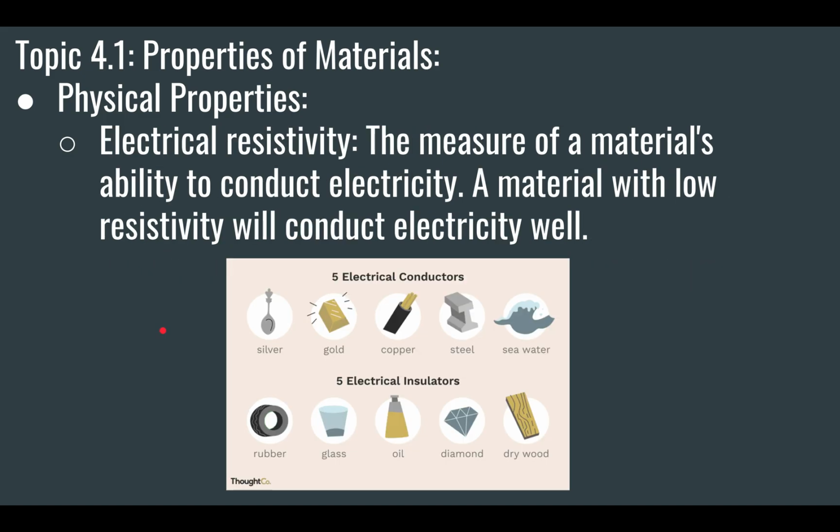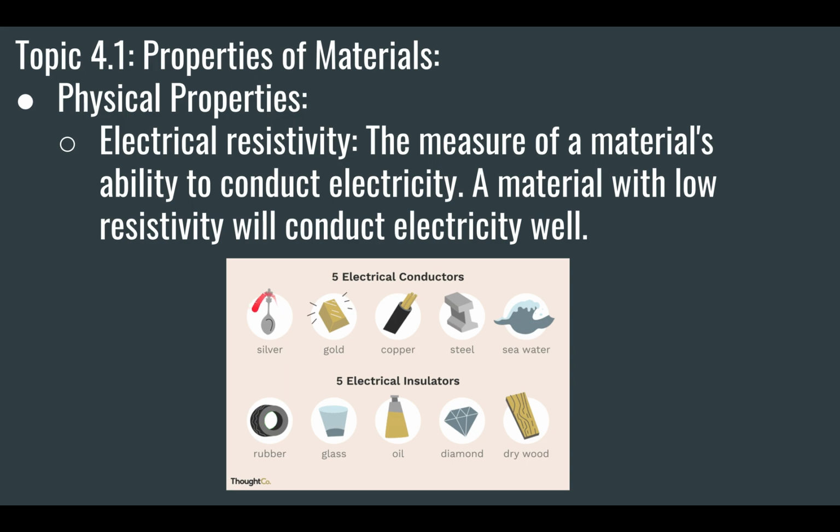All right, electrical resistivity. Here is a measure of the ability of a material to conduct electricity, and a material with low resistivity will conduct electricity well. If it does not resist, and resist means to stop, electrical energy, then it's going to have a low resistivity. So the best electrical conductors are actually silver. Silver's the best, and then gold, copper, steel, seawater. Actually, I think aluminum should be right there. But these are all examples of electrical conductors.